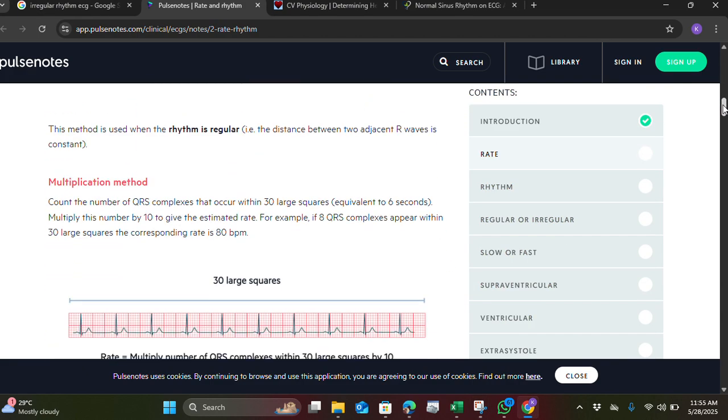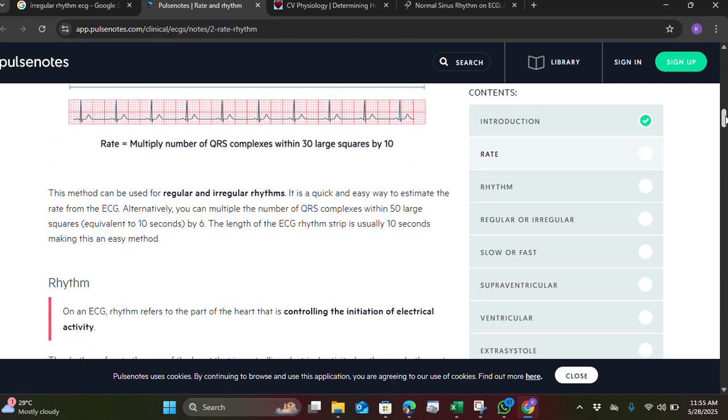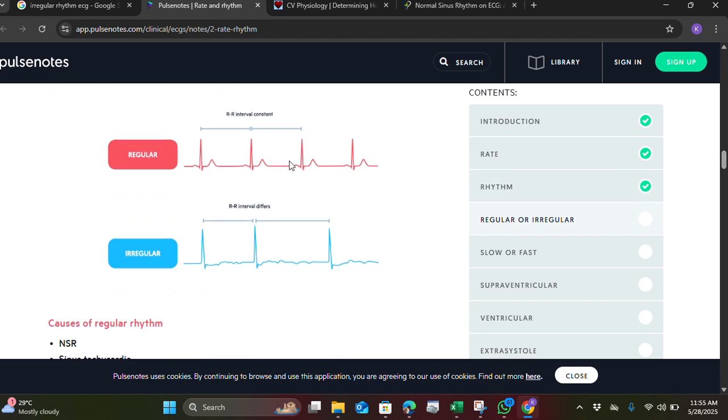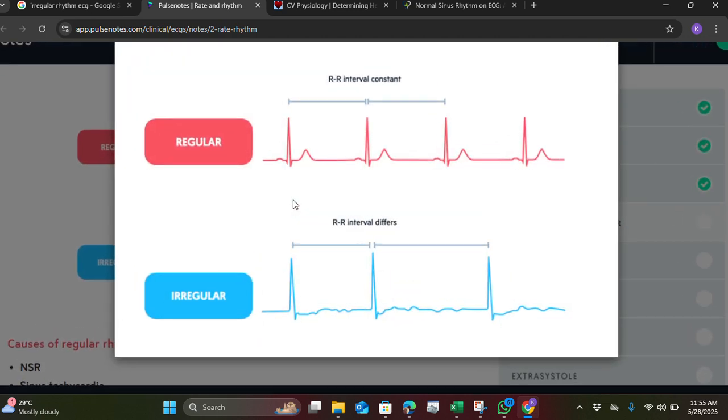Let's just go to our irregular reading. And this is it now. This is regular and irregular. See the obvious difference. This regular now: P wave, QRS, RR interval consistent. Look at this one now. Look at the space between the RR here and look at the one between here. This one is wider than this one.